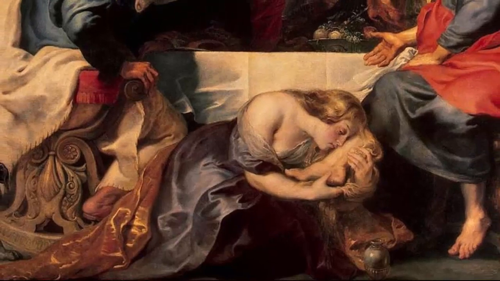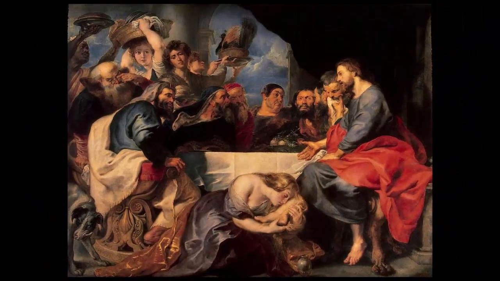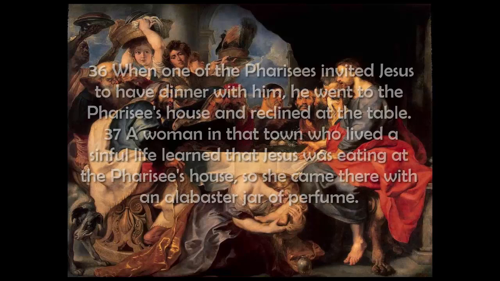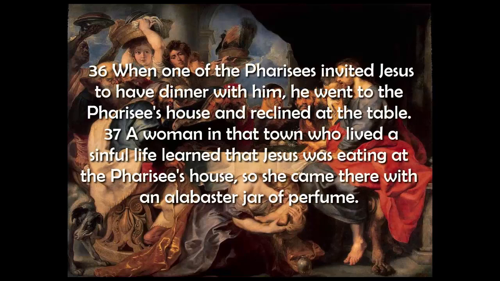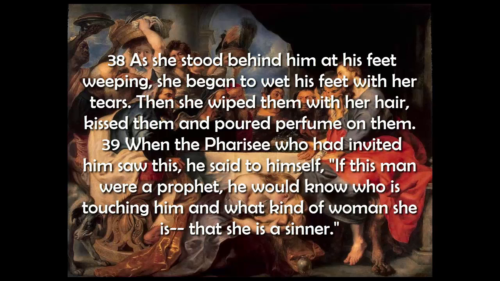I'm going to read the biblical account, and it's from Luke 7, verses 36 through 50. And this is out of the NIV version. "When one of the Pharisees invited Jesus to have dinner with him, he went to the Pharisee's house and reclined at the table. A woman in that town who lived a sinful life learned that Jesus was eating at the Pharisee's house, so she came there with an alabaster jar of perfume. And as she stood behind him at his feet weeping, she began to wet his feet with her tears. Then she wiped them with her hair, kissed them, and poured perfume on them.